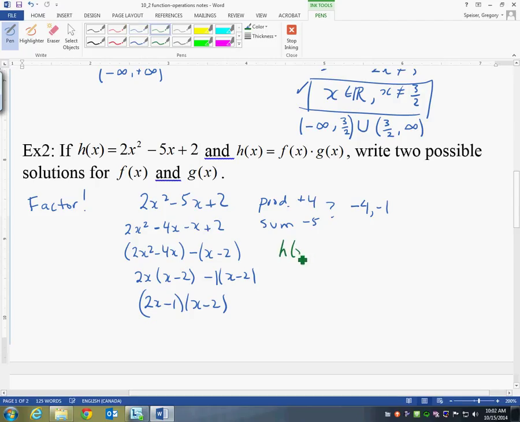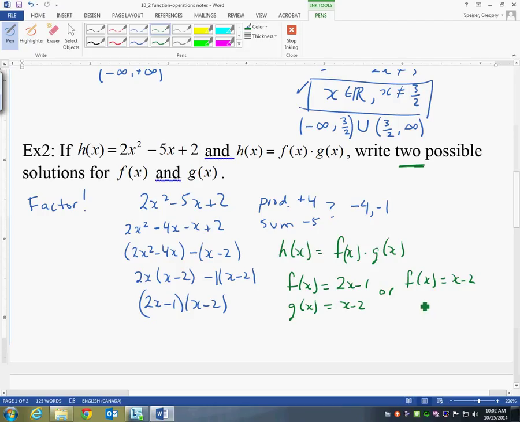If h of x is equal to f of x times g of x, there's a possibility. F of x could be equal to 2x minus 1. G of x could be equal to x minus 2. Two possibilities. Or, well, we could switch them. We could say f of x is equal to x minus 2 and g of x is equal to 2x minus 1. Now, is that the only possible two answers?